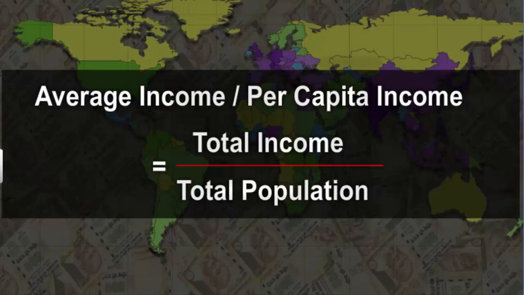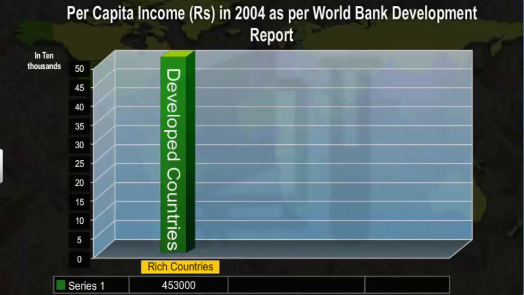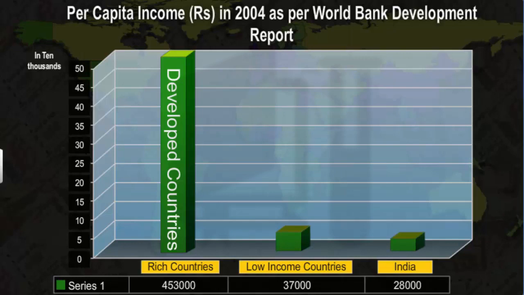The World Bank published a World Development Report in 2004 that classified countries with a per capita income of more than 4,53,000 rupees as rich countries or developed countries, and countries with a per capita income of 37,000 rupees or less as low-income countries. India, with a per capita income of 28,000 rupees per annum, was in the category of low-income countries.